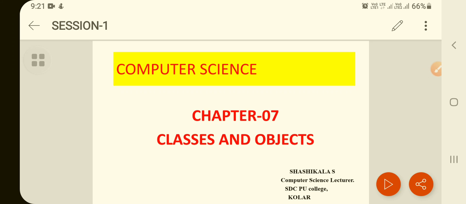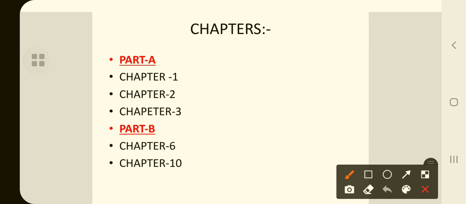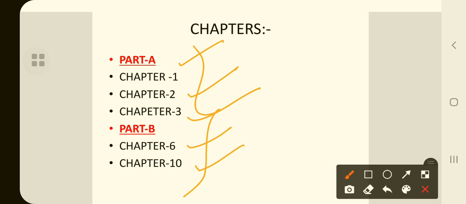So the new chapter is classes and objects. In the previous sessions in computer science, Vinay sir and I have completed the following chapters. Chapter 1 is typical configurations of a computer. Chapter 2 is Boolean algebra, which is almost completed, and chapter 3 is logic gates, which is done. Chapter 6 is basic concepts of OOPs, and chapter 10 is inheritance.